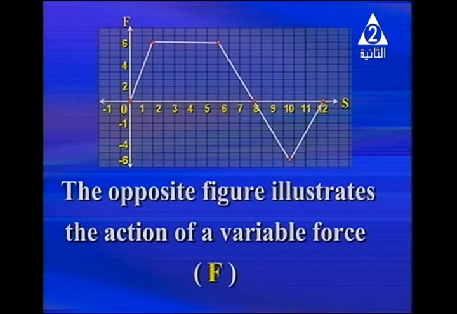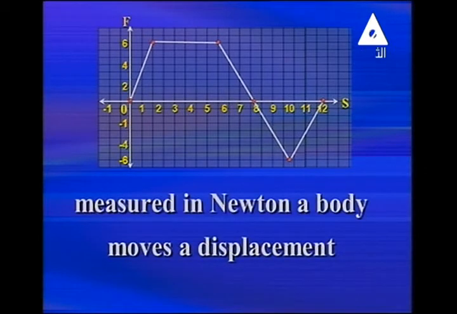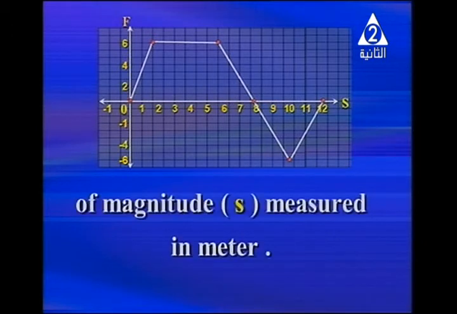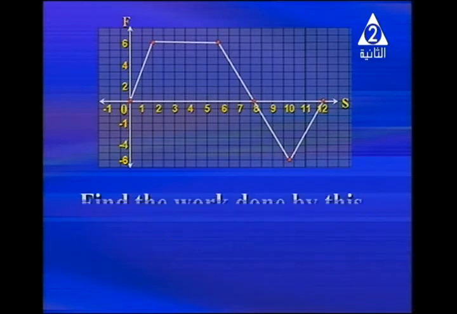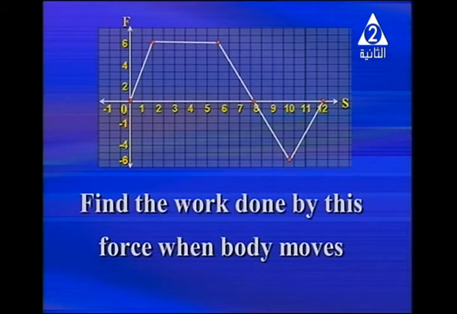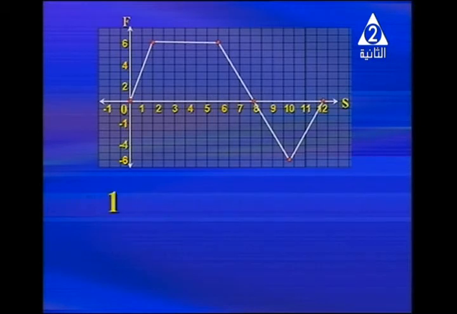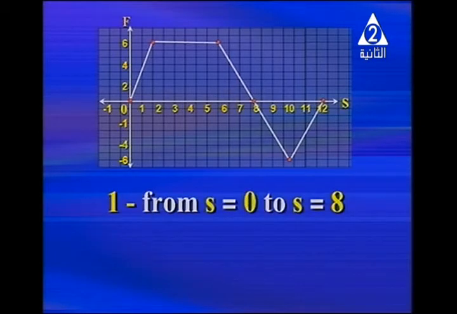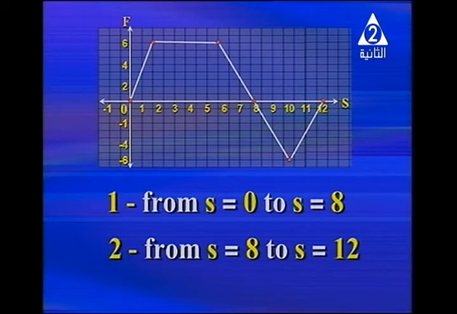The opposite figure illustrates the action of a variable force. The force F is measured in newtons, and a body moves a displacement of magnitude S, measured in meters. Find the work done by this force when the body moves: number 1, from S equals 0 to S equals 8. Number 2, from S equals 8 to S equals 12.